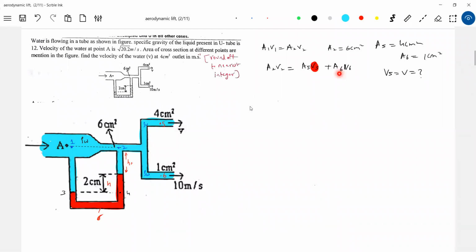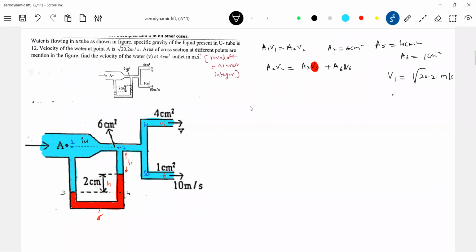We know A6 and V6. We know A5. We know A2. So if I can get V2, I can get V5. To get V2, we know A2, but A1 and V1 we don't know. Velocity at point A, VA, also V1, we know. What velocities we know, we'll write on this side. V1 is root of 20.2 meter per second. V2 we don't know. A2 we know.